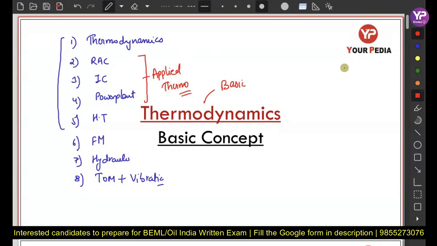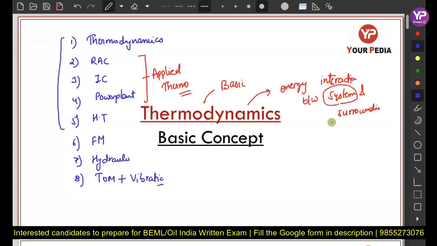Now what is the meaning of thermodynamics here? Thermodynamics is basically a subject, or I can say it is a branch of science which deals with the energy interaction here. It deals with the energy interaction which is taking place between the system and surrounding. Now the question arises: how do we define our system? A system simply means anything which is under our focus.